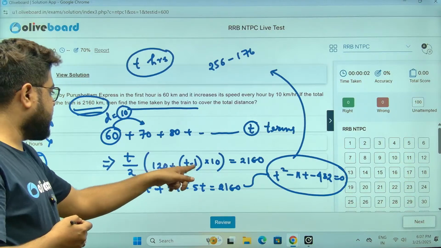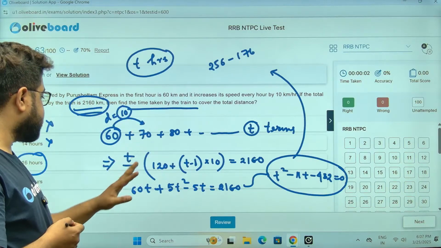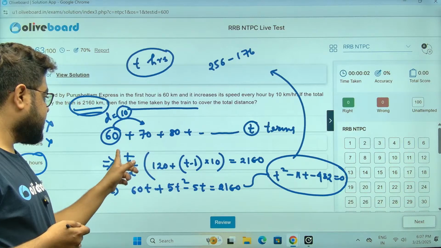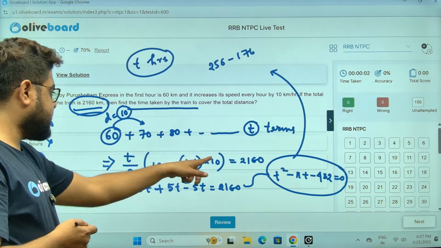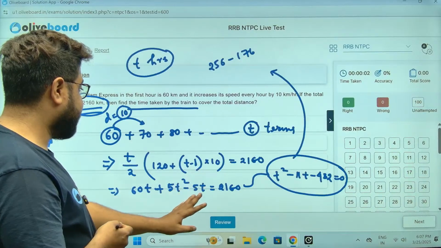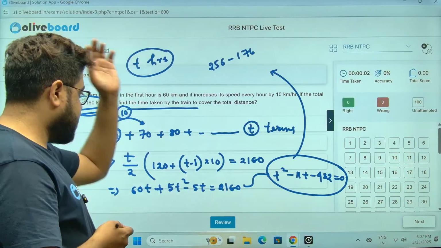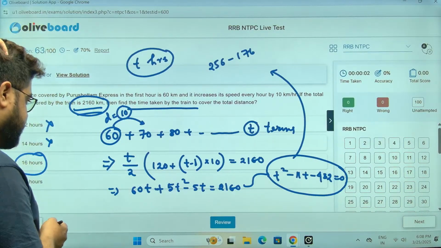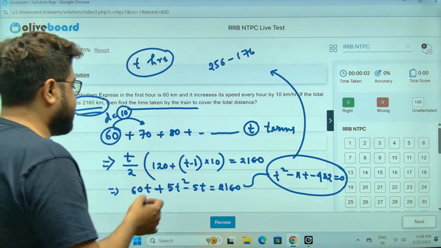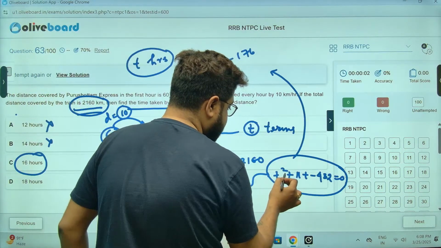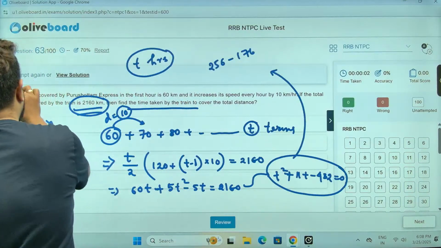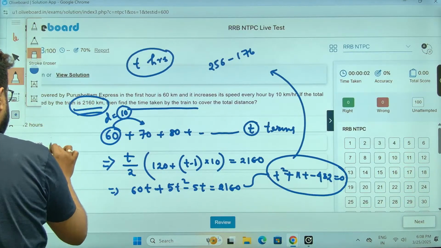2a plus n minus 1 into d is 2160, 60t plus this t square, and 2 and 10 get cancelled, 5t square minus 5t equal to 2160. 5t square minus... oh, this is plus. Sorry, now I cannot cancel this so easily.